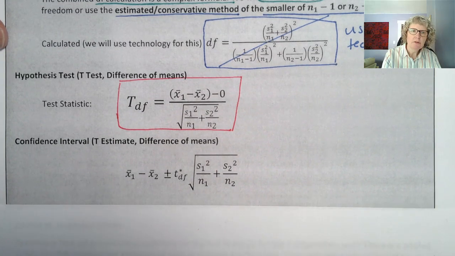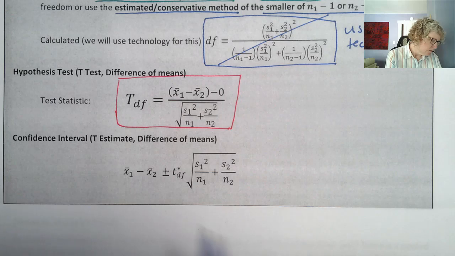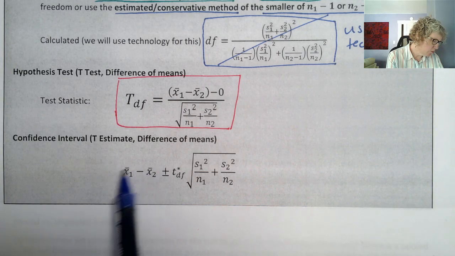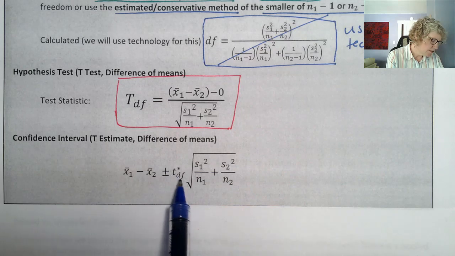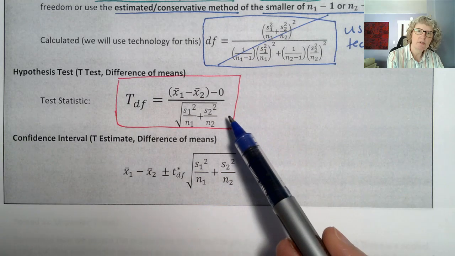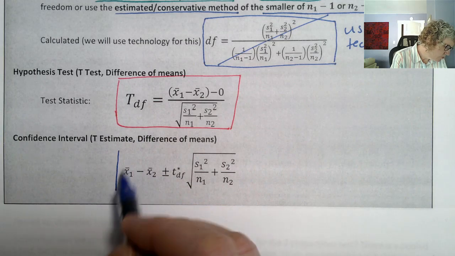Okay, and here's our confidence interval formula. It looks similar. Same idea. We have our difference, right? This, we call it the point estimate, plus or minus t star for the degrees of freedom. And then we have our standard error here. So you can see the standard error formulas are the same in these two.